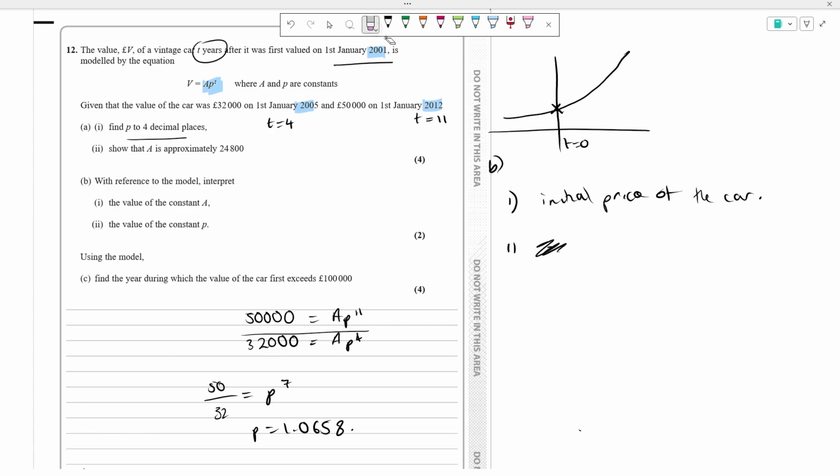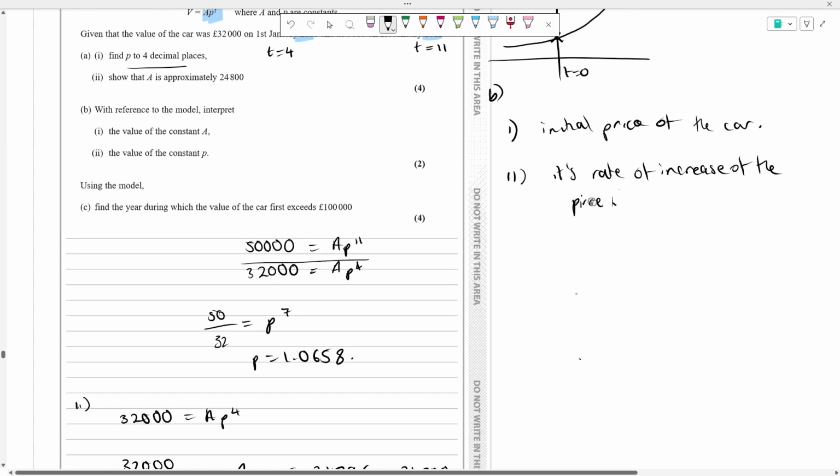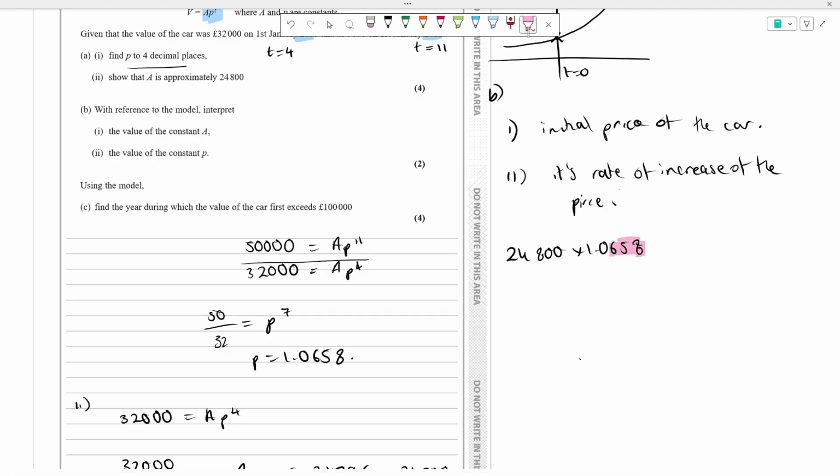Part II for part B. The value of the constant P. Okay, so this part here, this P value, because it has an exponential attached to it, essentially what that means is kind of the rate. So it's the rate of increase of the price. And we should probably mention as well, because you can see it's 1.0658. So each year, what's happening is you're increasing the price by about 6.6%.